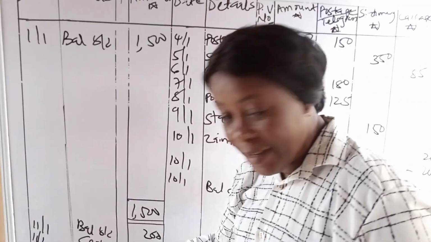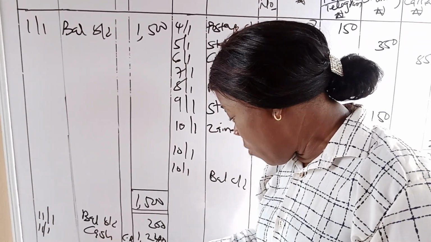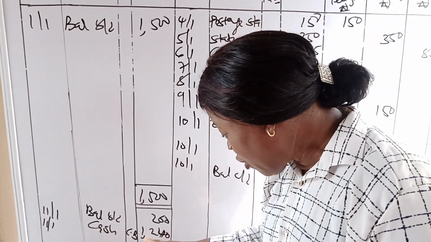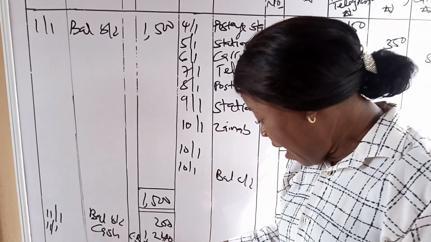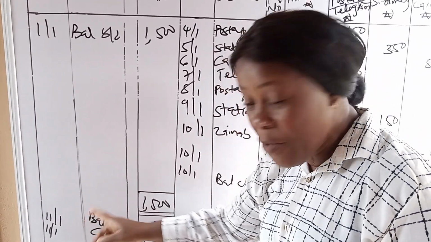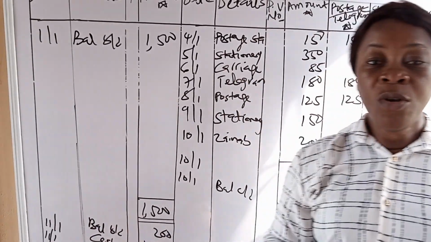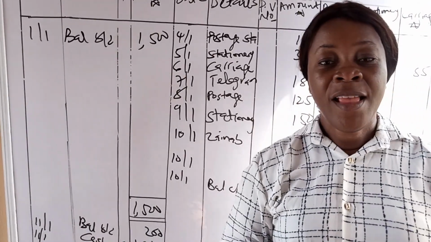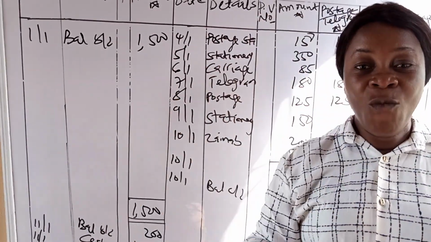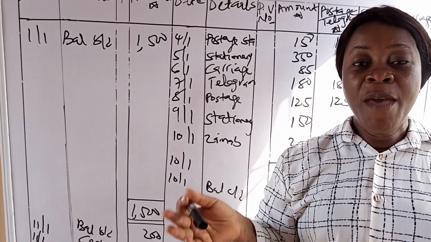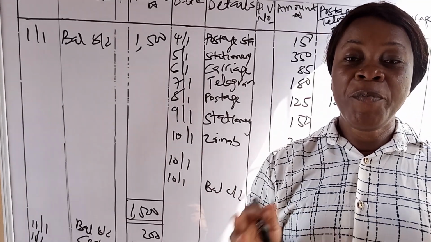Then the next thing is the cash that will be reimbursed, the cash of 1,240 that was reimbursed back to the petty cashier. So this is how a petty cash book is prepared and presented.